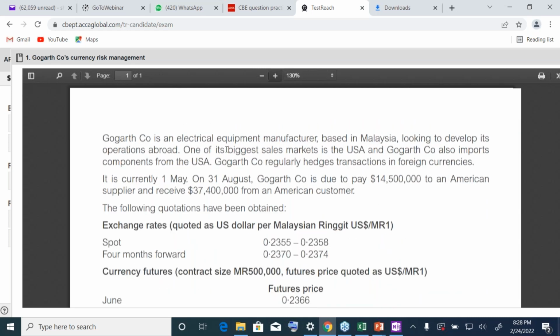G company is an electrical equipment manufacturer based in Malaysia, looking to develop its operations abroad. So you are based in Malaysia and you are looking to develop operations abroad. One of its biggest sales markets is the USA, and G company also imports components from the US. So you are selling products to the USA market, and you are also importing products from the USA market. G company regularly hedges transactions in foreign currencies.